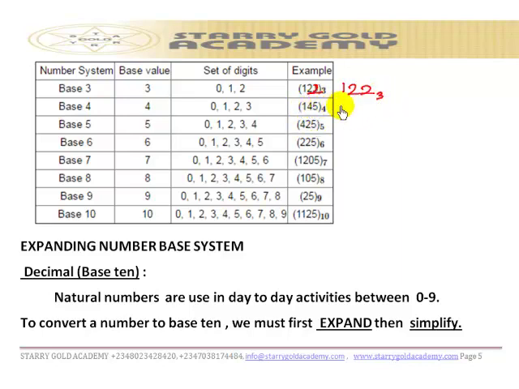In base 4, the highest digit has to be 3, so you can't have 4. So you have 133, base 4. Now you got what I'm trying to say.